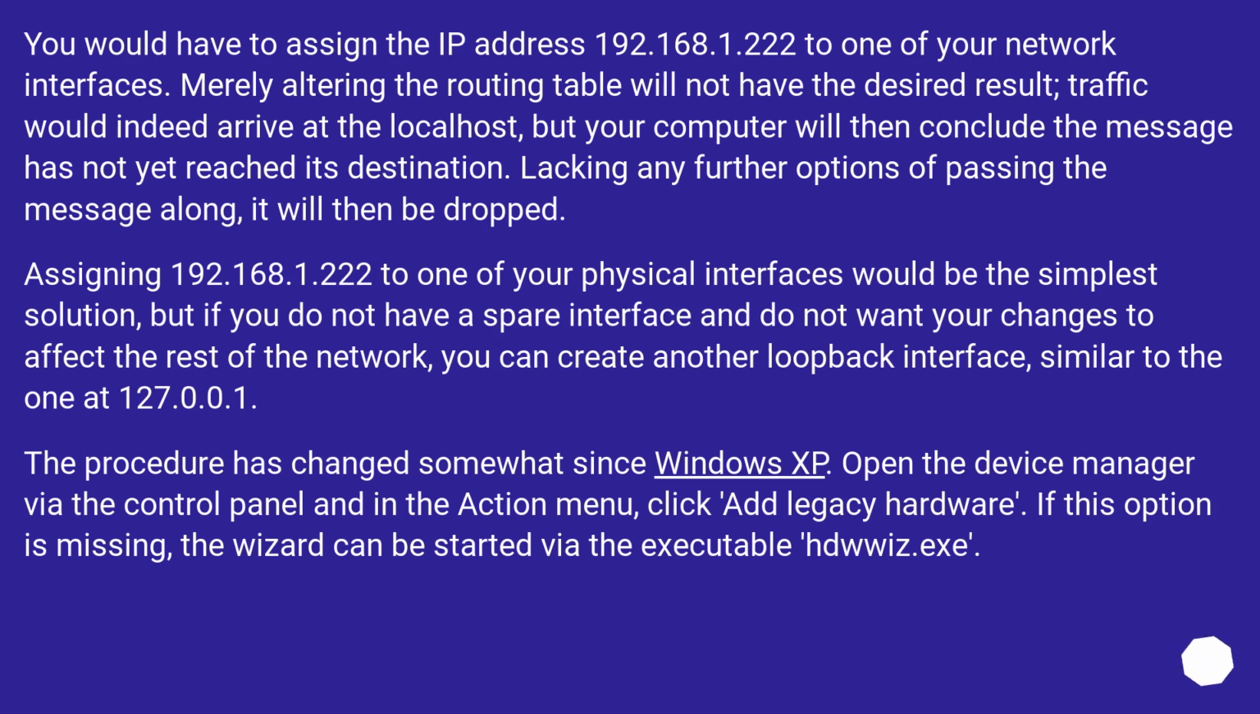Assigning 192.168.1.222 to one of your physical interfaces would be the simplest solution, but if you do not have a spare interface and do not want your changes to affect the rest of the network, you can create another loopback interface, similar to the one at 127.0.0.1. The procedure has changed somewhat since Windows XP.